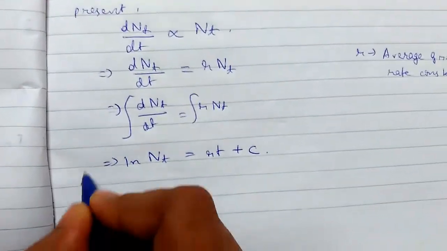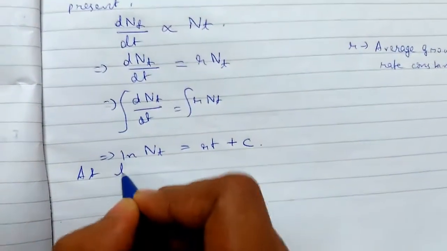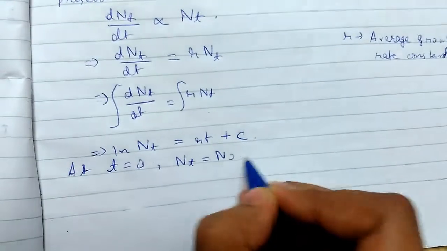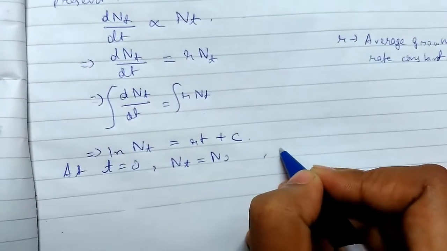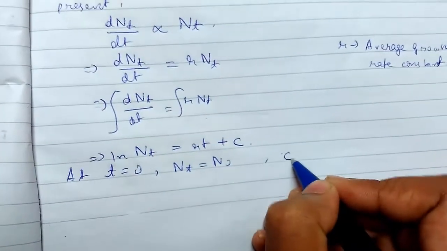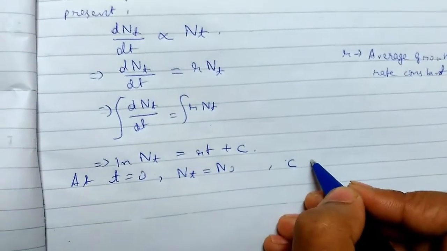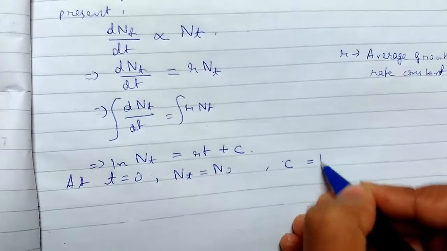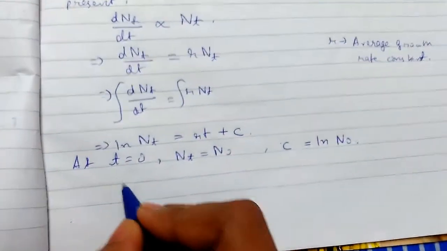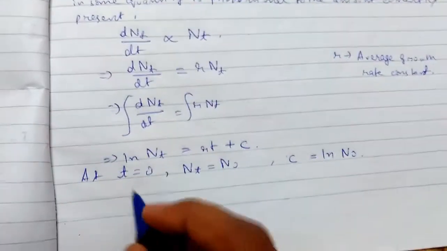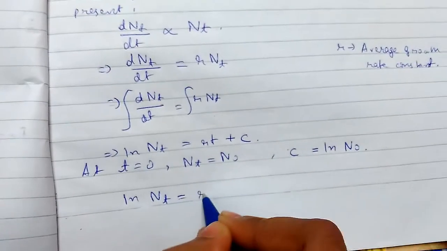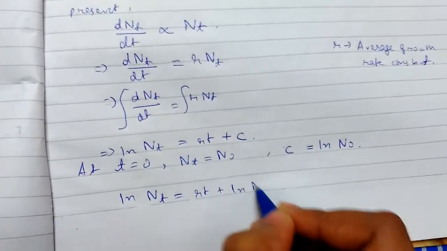So we'll find the values. At t equals 0, suppose n is n naught, that is the initial value. If you put 0 here, then c will be the integration constant, which is ln n0. So now we'll just put these values. ln n(t) equals rt plus ln n0.